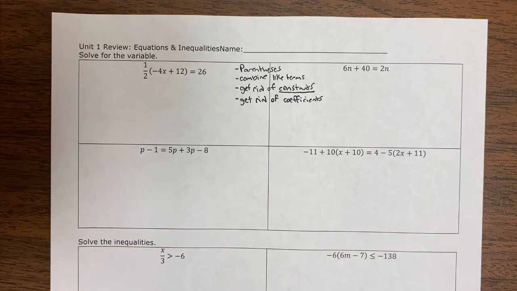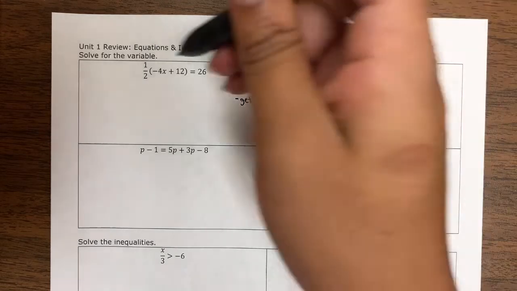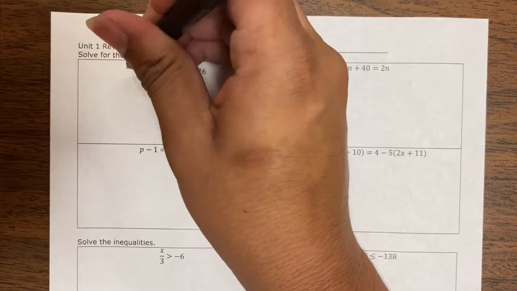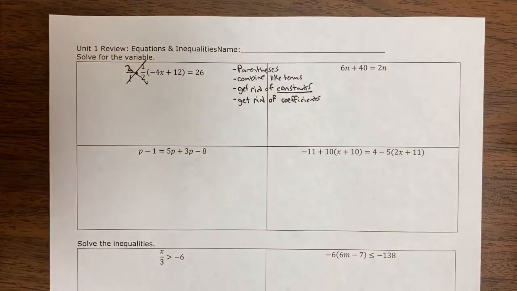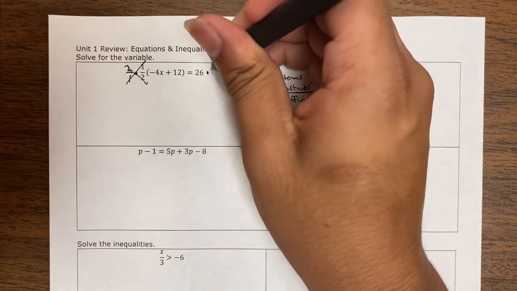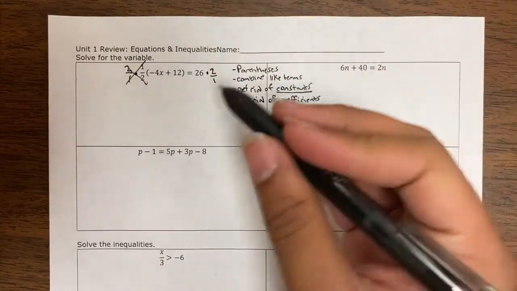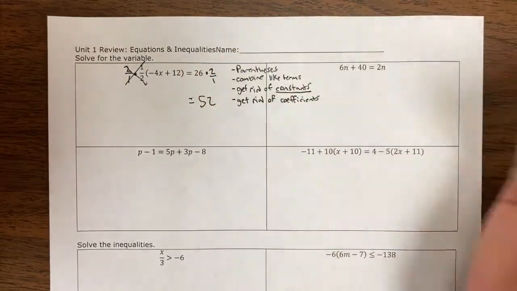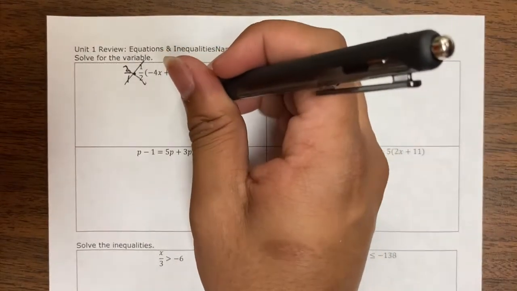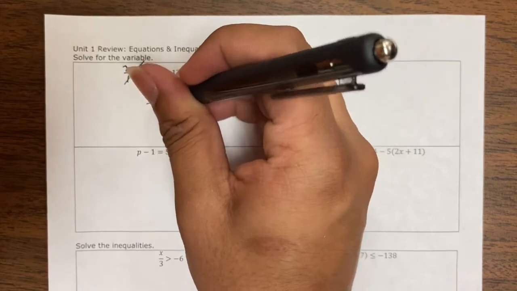You could either divide by 1/2 on both sides, or you could multiply by 2, which is the same thing as 2/1, which would cancel it out. So I'm going to multiply the other side by 2/1, which of course is going to give me 52. And then I'm left with the parentheses on this side. Well, everything inside of it.